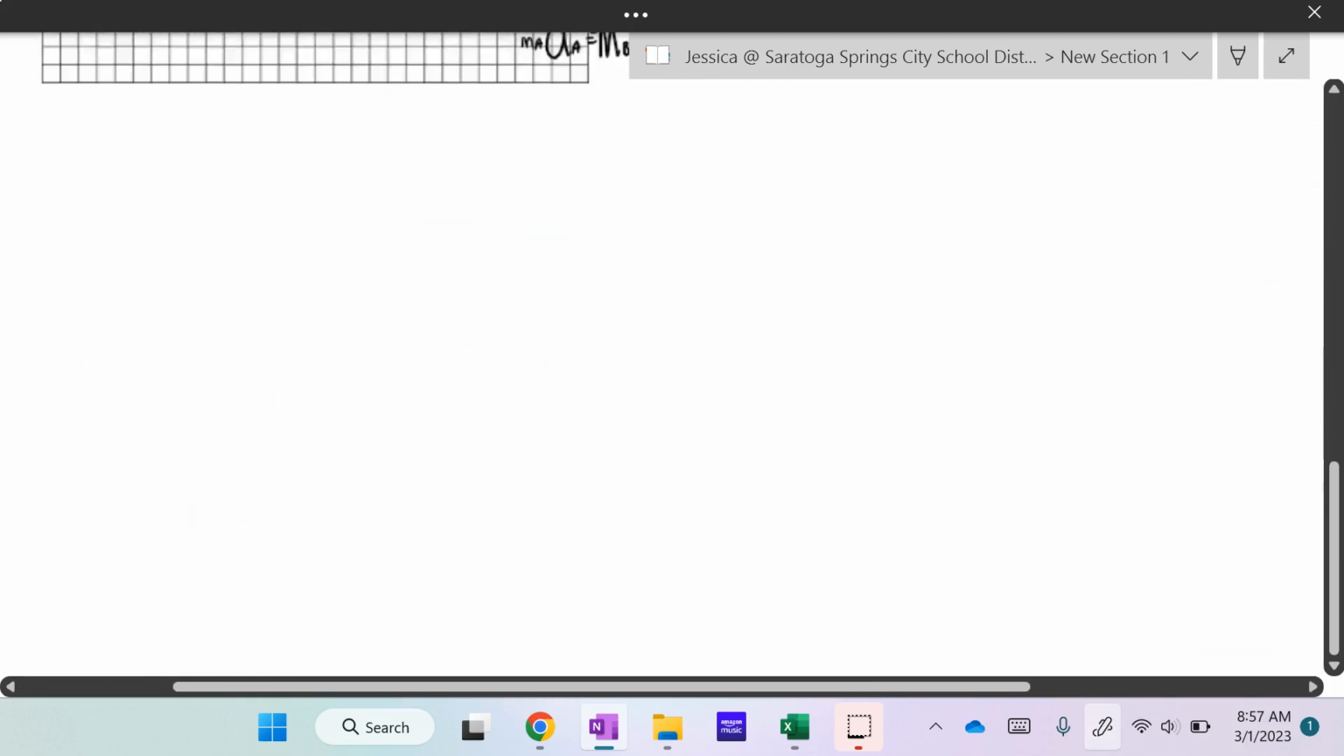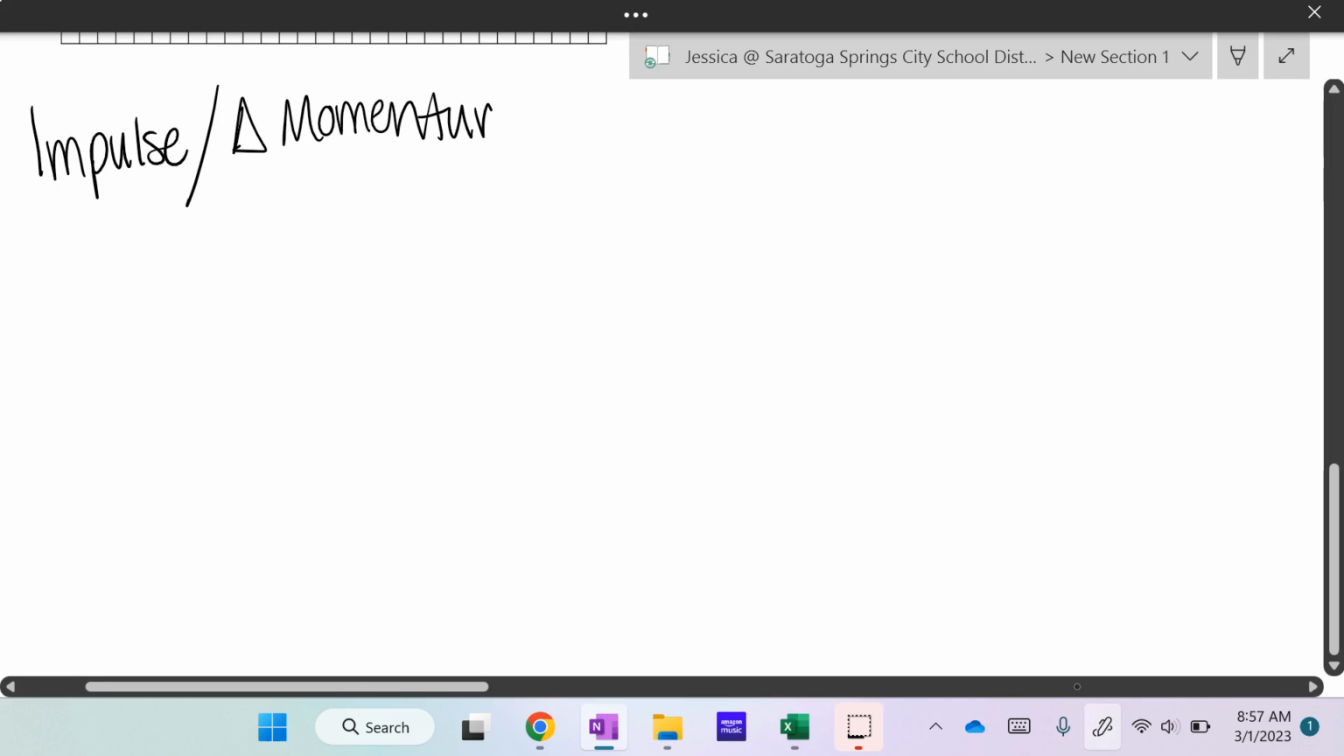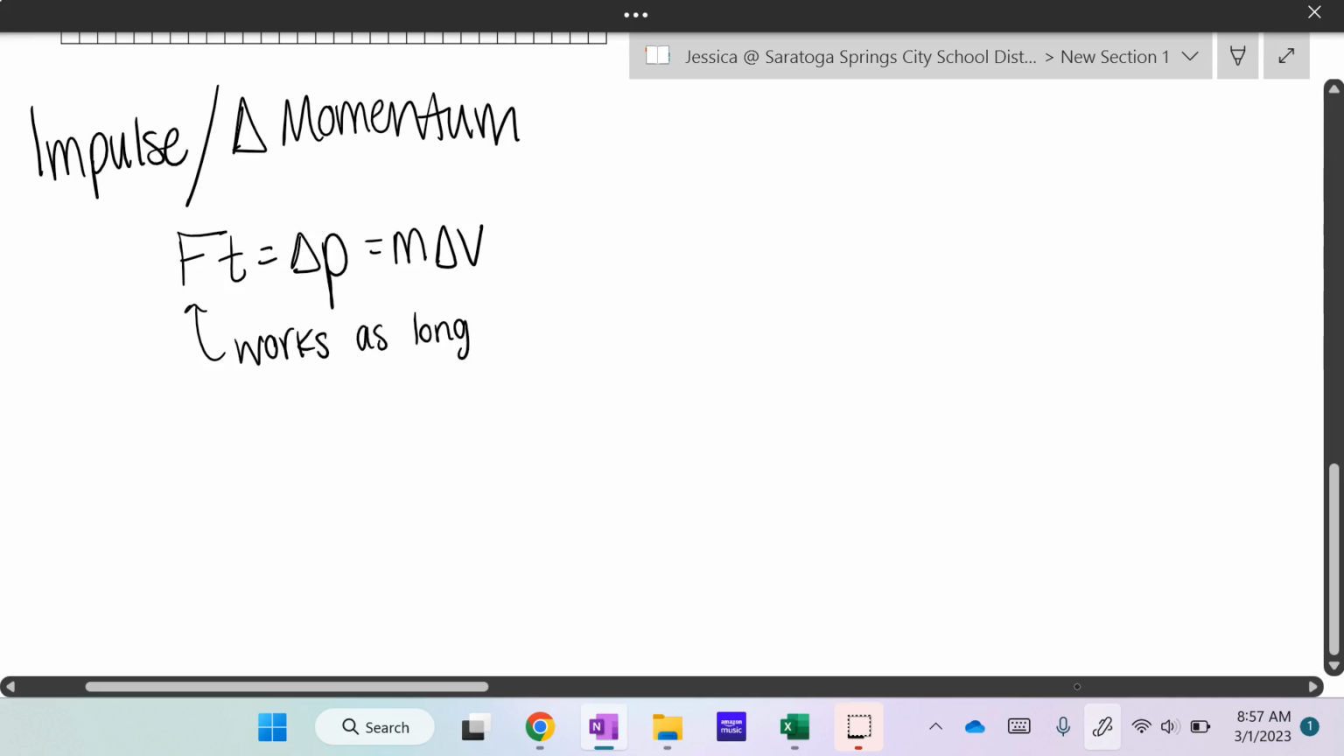All right, so the next kind of graphs we're going to look at are our non-conservation questions, or our impulse and change in momentum. Okay. So we know that the impulse of an object, or the change in momentum, is found by applying a force over a specific amount of time. And this equation works as long as the force is constant. Okay. Much like the work equation, right? That work equation worked as long as the force was constant.